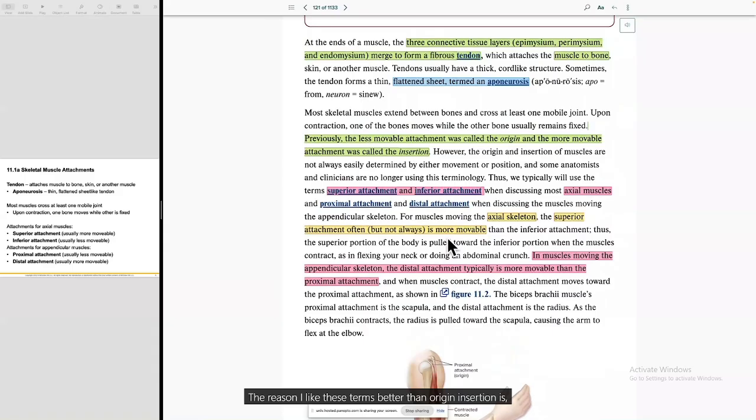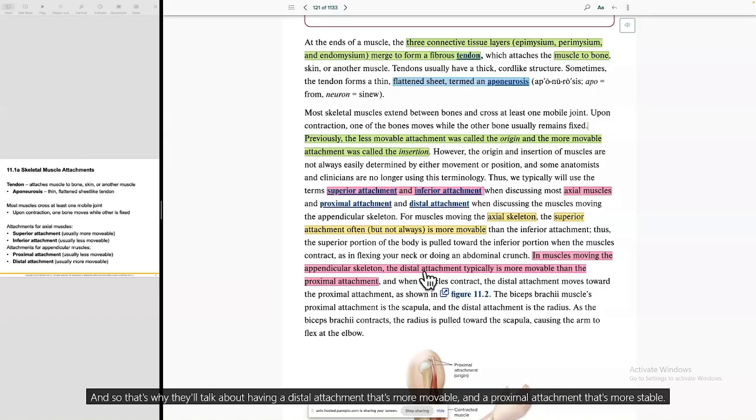The reason I like these terms better than origin and insertion is that the old way of thinking was that the origin was the part that didn't move and the insertion was the part that did move. But in reality, most muscles can have some movement at both ends. And so that's why they'll talk about having a distal attachment that's more movable and a proximal attachment that's more stable.